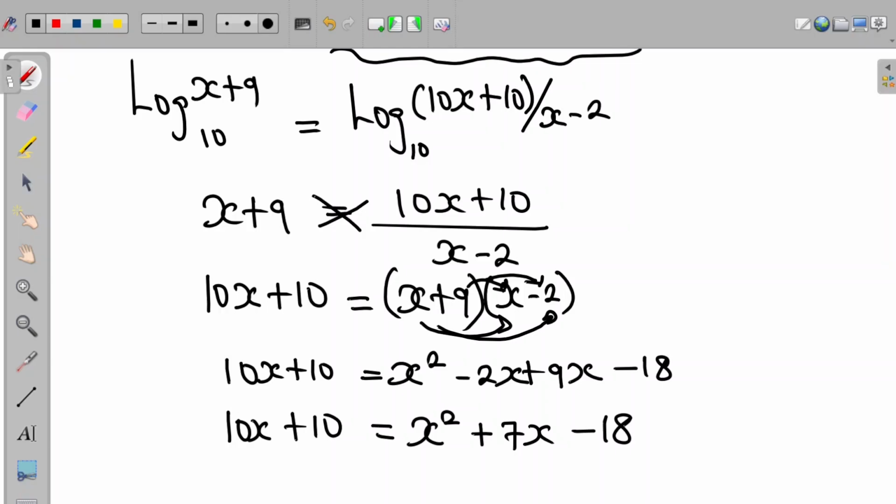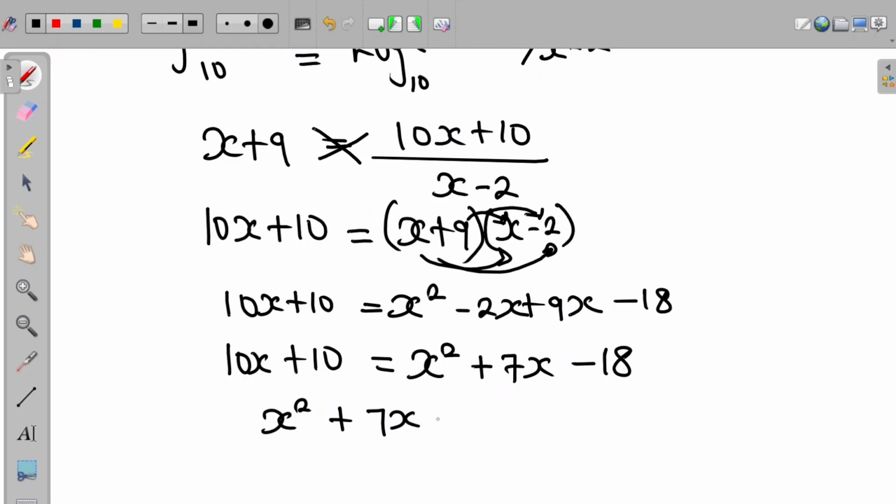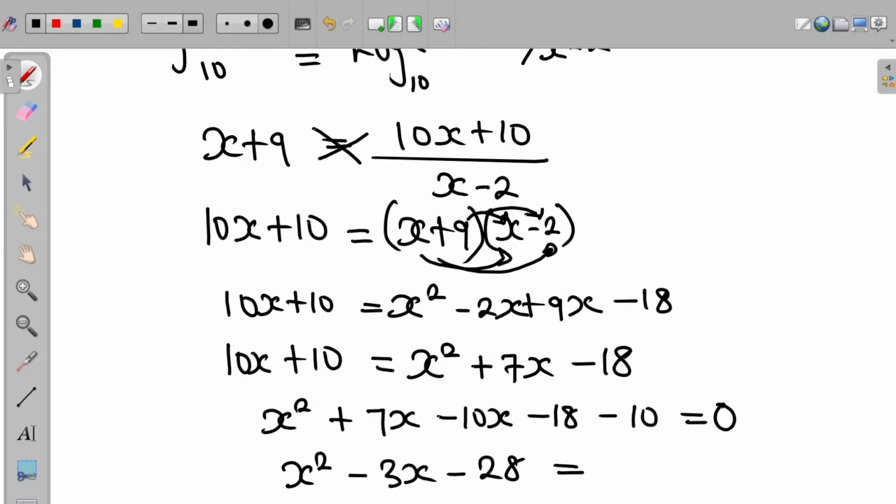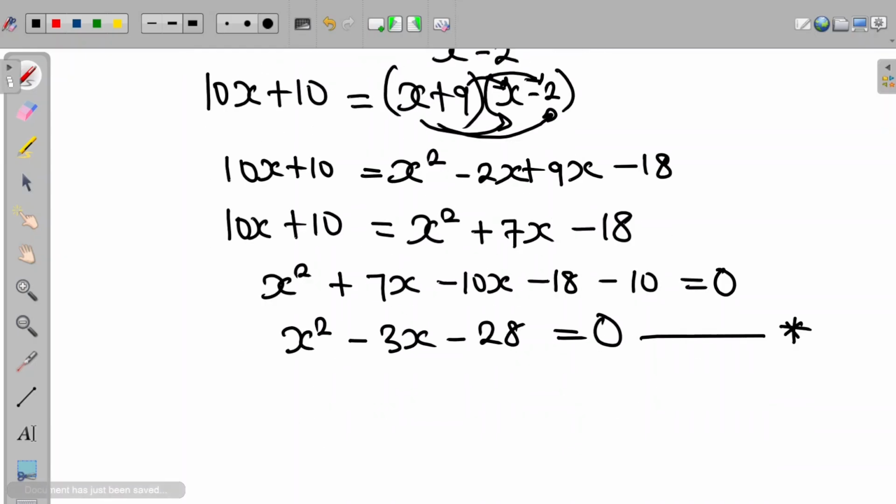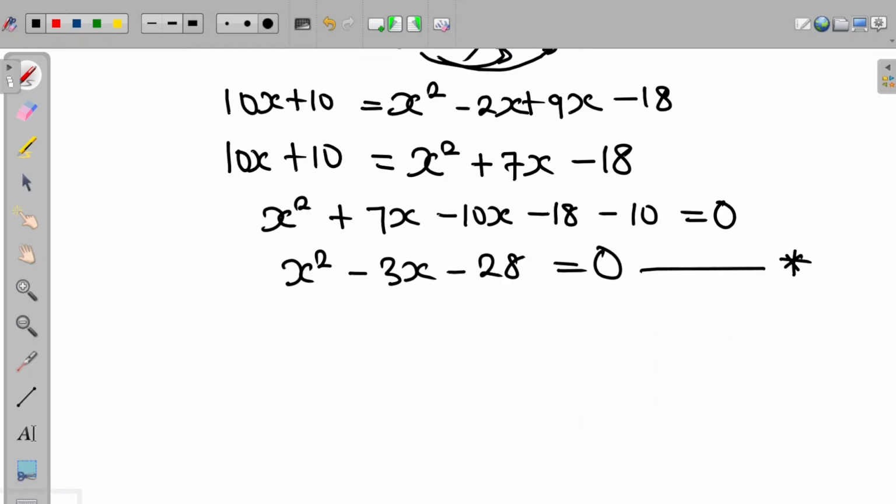So we will move all the terms at the left hand side to the right hand side. So the equation now becomes x squared + 7x - 10x - 18 - 10 equal to 0. So we have x squared - 3x - 28 equal to 0. Now at this point, we have a quadratic equation in terms of x. So we will solve the equation using the factorization method.